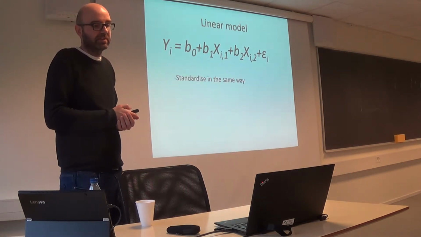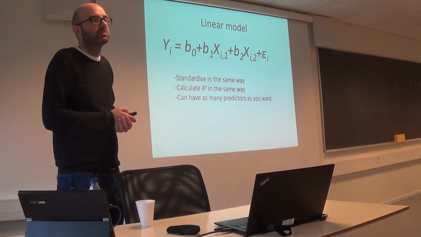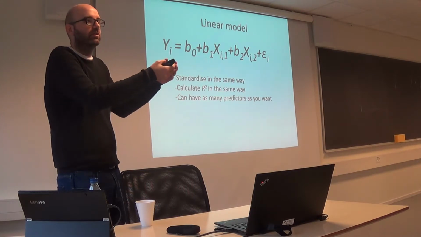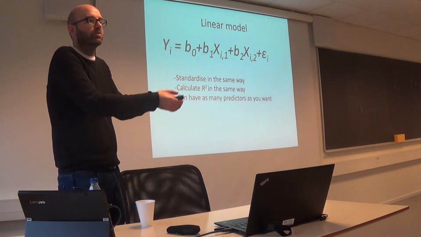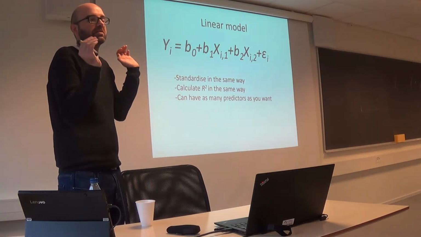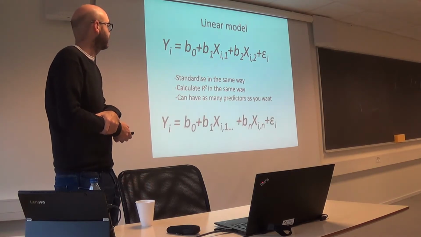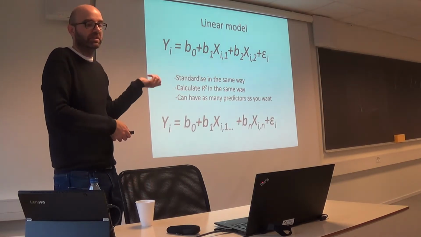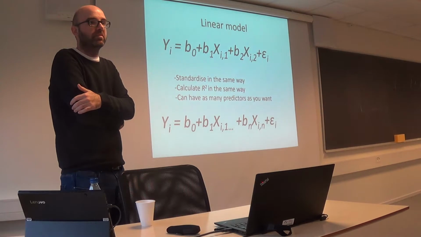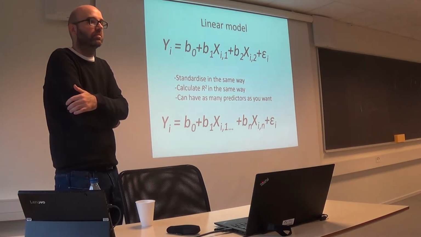And you standardise that in the same way. You calculate r squared in the same way, and you can have as many predictors as you want in principle. You're not limited to a 3-dimensional space. You can go up to a 4-dimensional space with 3 predictors, or a 5-dimensional space with 4 predictors, and so on. And we can express that generally like this. Is that okay?